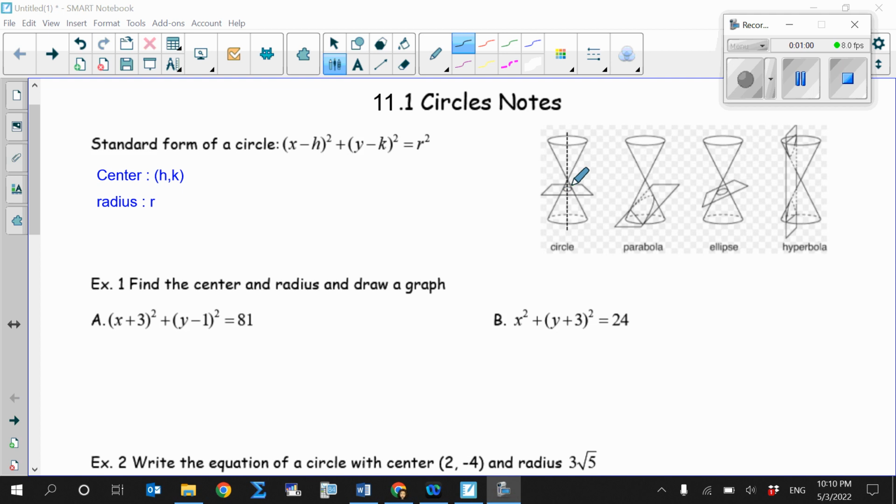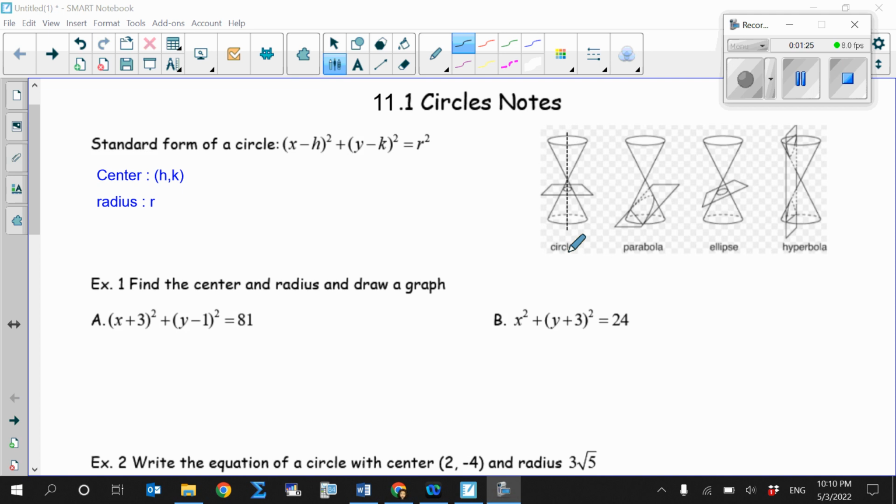Now let's see. The first case that you see here, we have this plane which is passing through the cone, but in a way that it is perpendicular to the axis. So this is going to result in a circle, as you see. The intersection of the plane and the cone will be a circle. So this is how a circle will be created.